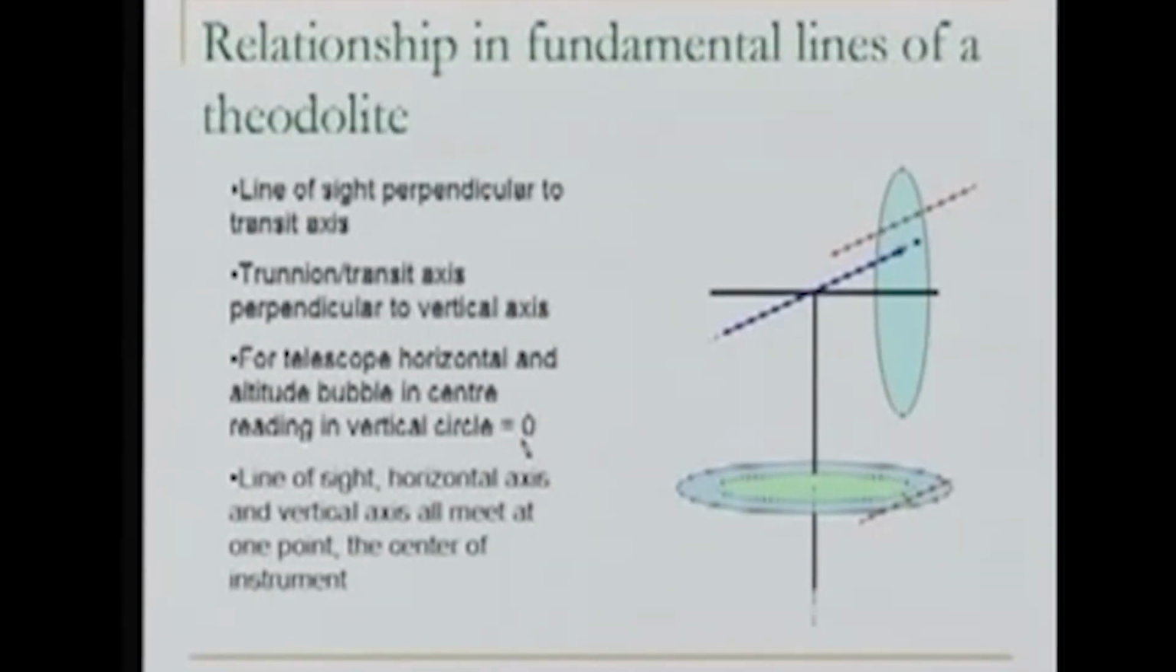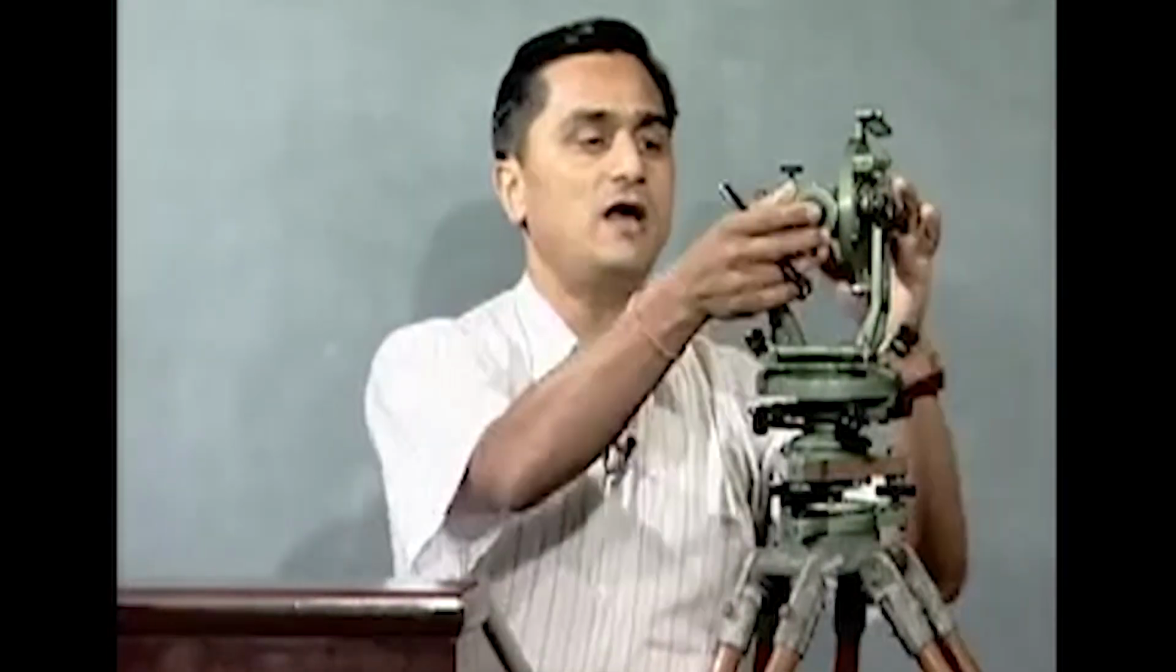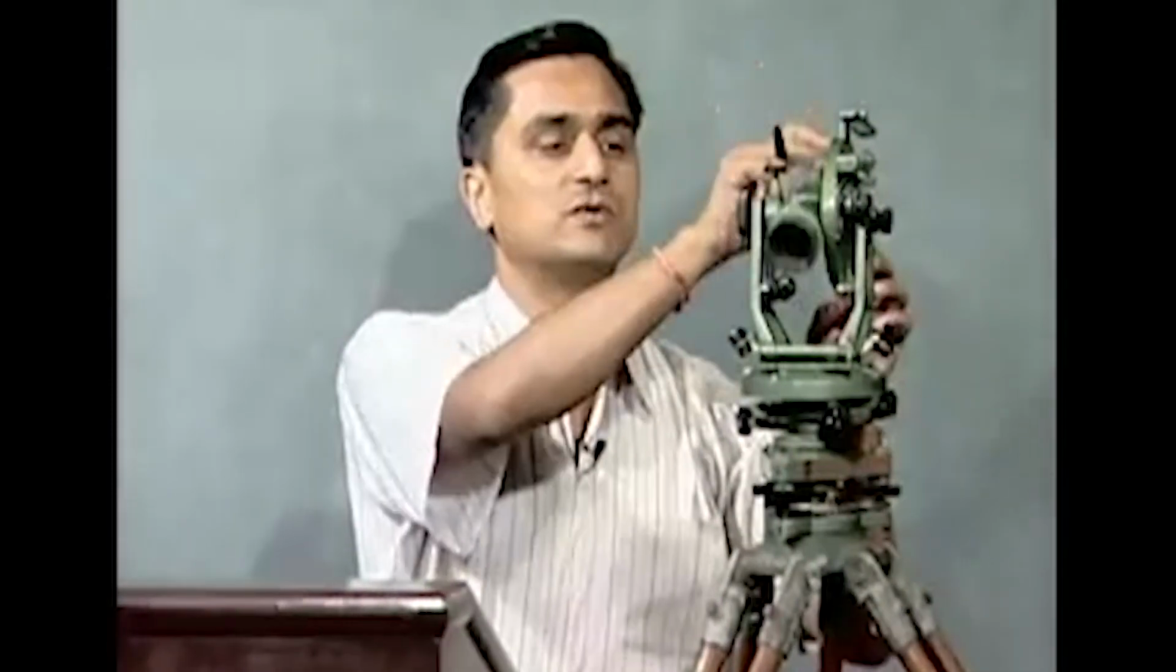Then finally, this is important. As you can see here, this is the vertical axis, the horizontal axis and the line of sight, and all these three meet at one single point. This single point is called the center of instrument. Here we will have to visualize it. The vertical axis is coming like this, the horizontal axis is coming like this, and the line of sight, I can rotate this one, the line of sight is rotating. It is here like this.